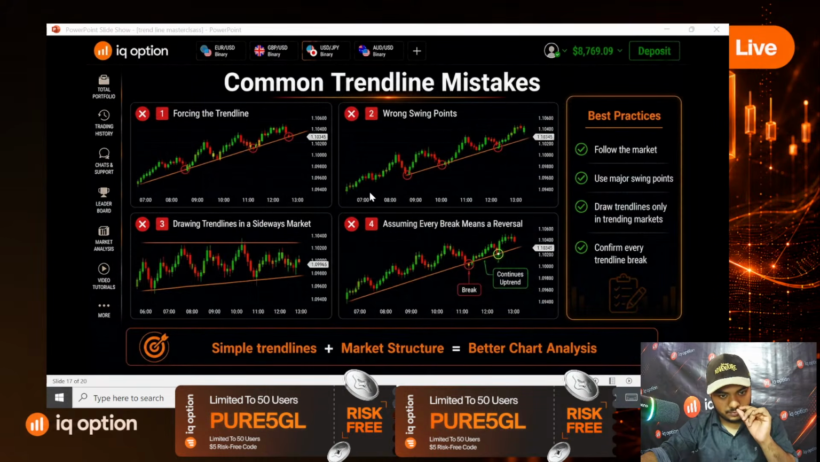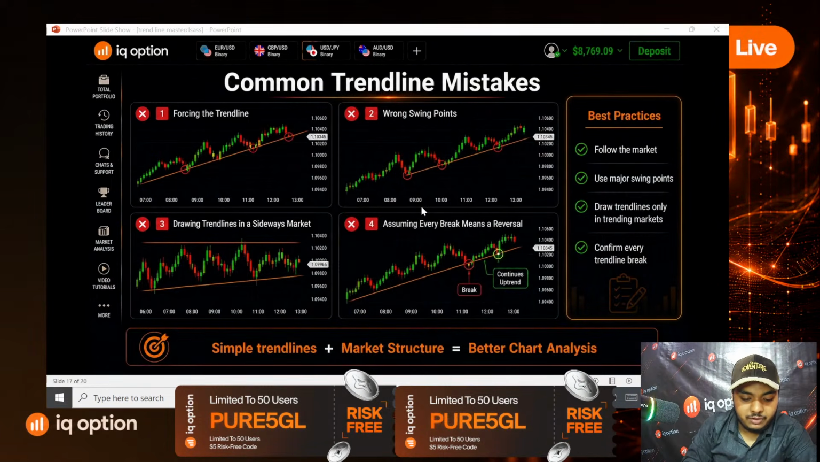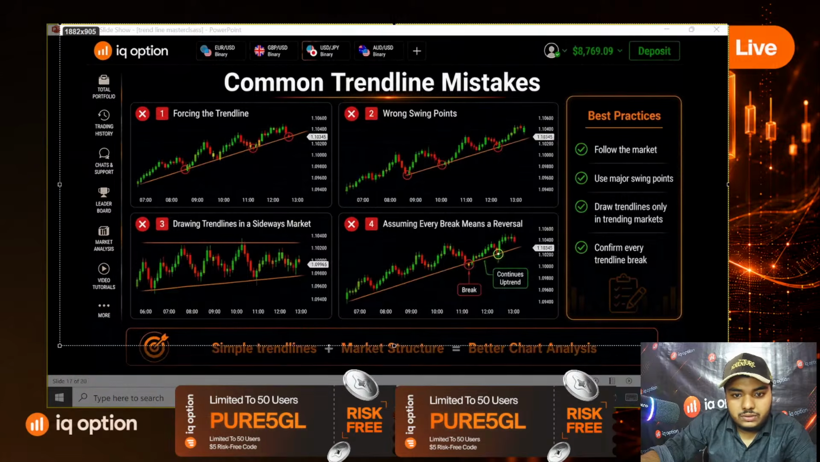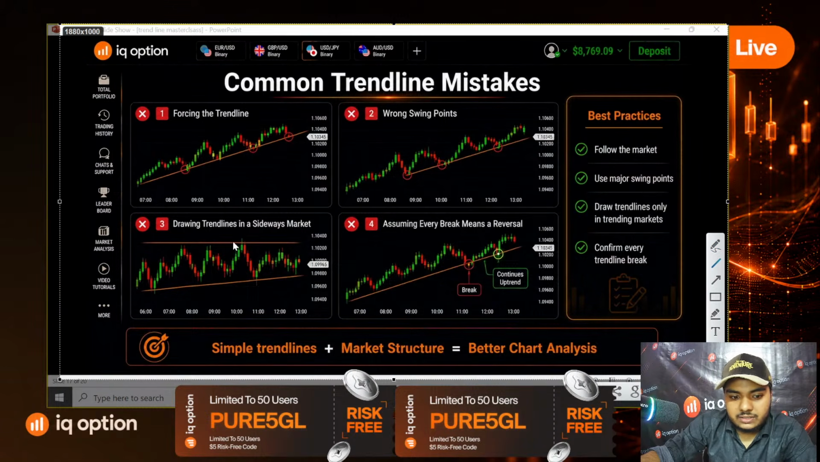Again, guys, some mistakes. We already know about these mistakes. A trend line break is only a signal to pay attention. Always confirm it with the market structure and price action. By avoiding these common mistakes, you will draw cleaner trend lines and make confident chart analysis. Again, let's summarize this one.